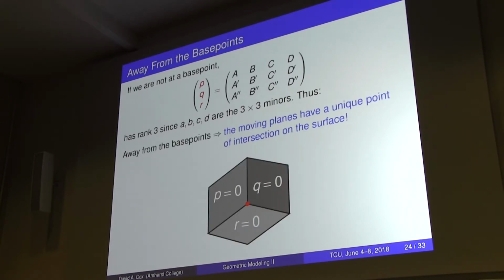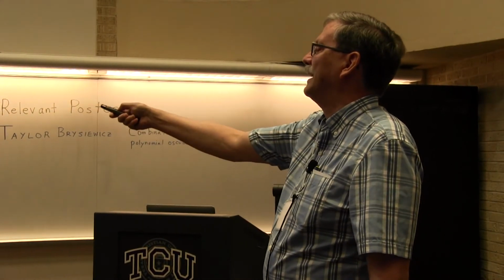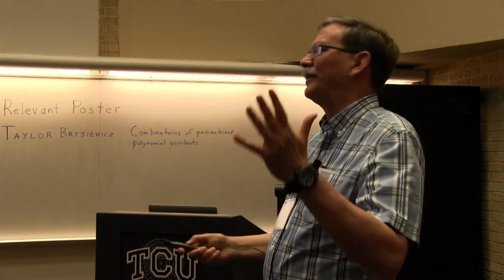And so the picture I get is that I get my 3 moving planes at this particular point. They actually intersect at a point. And so away from the base points, the moving planes have a unique point of intersection. Of course, that's on the surface because that point lies on each of the planes. So this is what we saw in the curve case when we had the 2 moving lines intersect at a point. That point was a point on the curve. Here the 3 planes intersect at a point, and that point's on the surface.